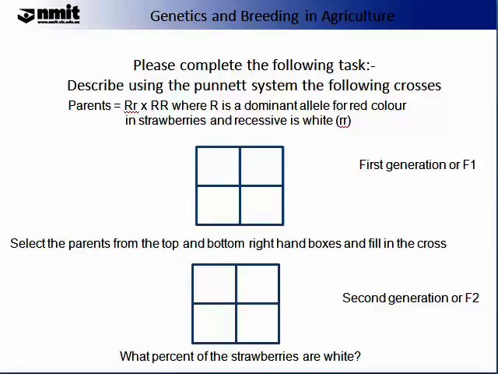Please fill out the first generation in the Punnett square. Once you have obtained the likely offspring, select any two parents from the offspring. Use these to cross for the second generation, or F2. You should be able to answer what percentage of strawberries are white in the second F2 generation.